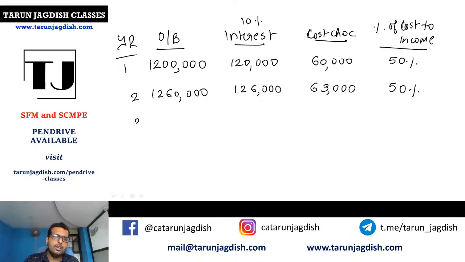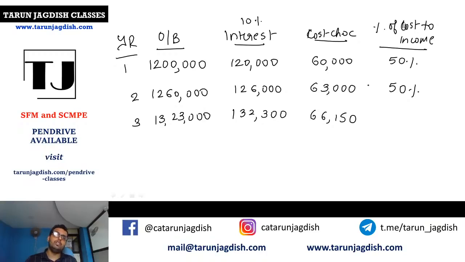Let's try one more year. Year 3. What will be my opening balance now? 12,60,000 plus 1,26,000 minus 63,000. That is 13,23,000. On this, my interest will be 1,32,300 and the cost of the chocolate will be 66,150. Now check and tell me how much is 66,150 as a percentage of 1,32,300. Will I again get the answer as 50%?